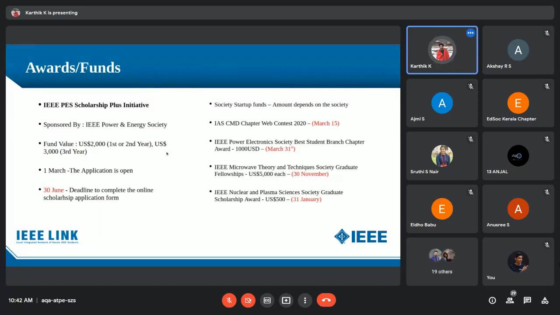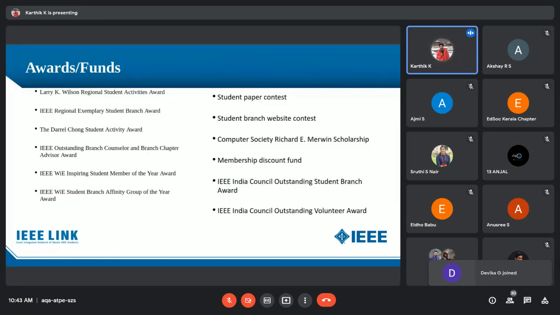PES funding is there, then the Power Electronics Society, etc. These are some of the funding opportunities that you can actually avail through IEEE. Again, there are paper contests, then the Darrel Chong Activity Award, the Outstanding Student Counselor and Student Branch Award, the Be Inspiring Student Member Award, etc.